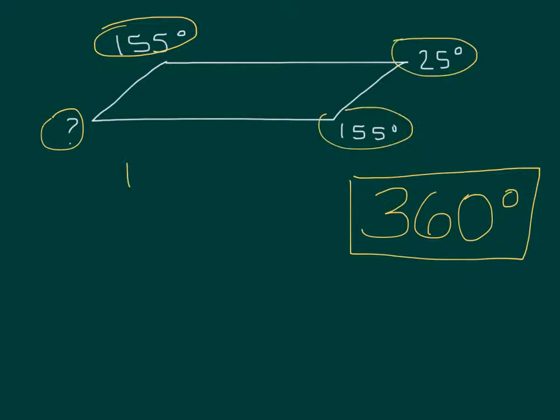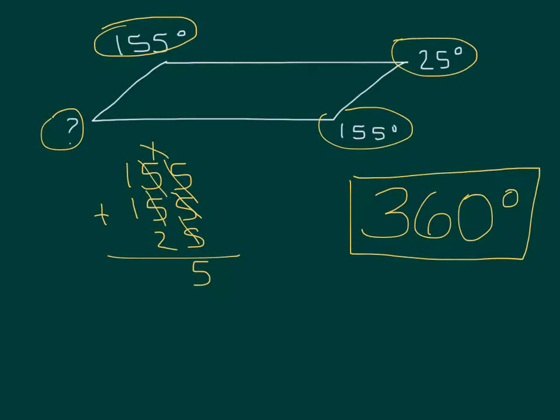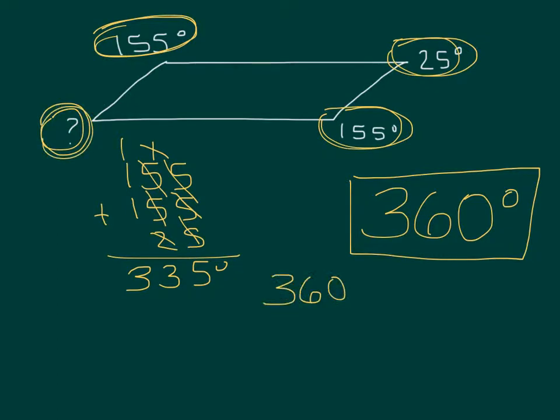So I'm going to do that: 155 plus 155 plus 25. Add that up: 5 plus 5 plus 5 makes 15, and 5 plus 5 makes 10, plus 1 is 11, plus 2 is 13, and 1 plus 1 plus 1 makes 3. So these three angles add up to 335 degrees. So how many more degrees would it take to get to 360? I'm going to do 360 degrees minus 335 degrees.